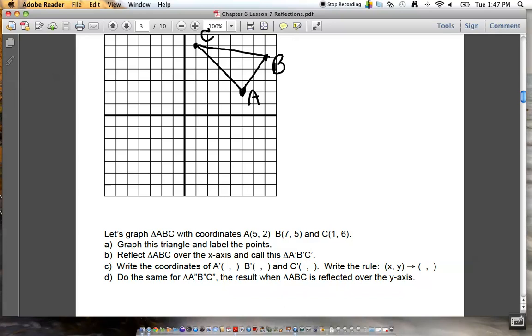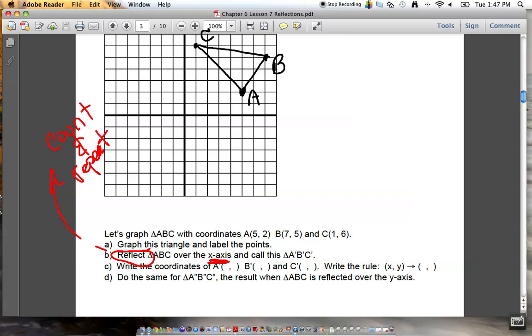Check it out. Every time I see this word reflect, everybody on your paper circle that word reflect. And then draw a little arrow to some open space and write the words count and repeat. And what you're going to do, this is very, very easy. I'm going to count the distance to the x-axis, because that's where they said to go, and then repeat it. Ready? Watch me.